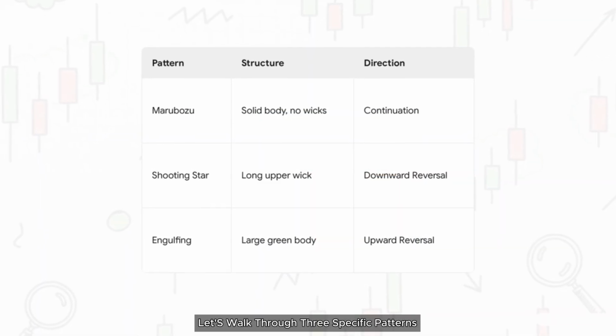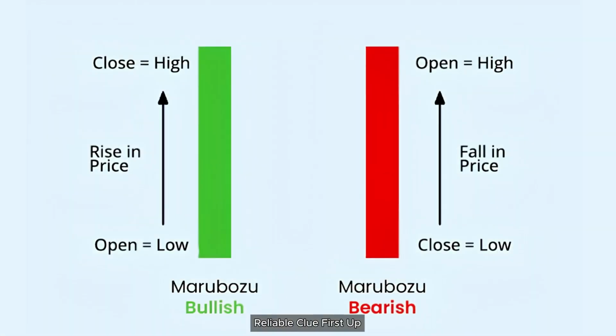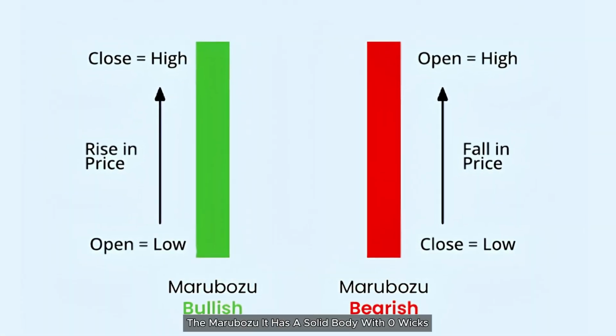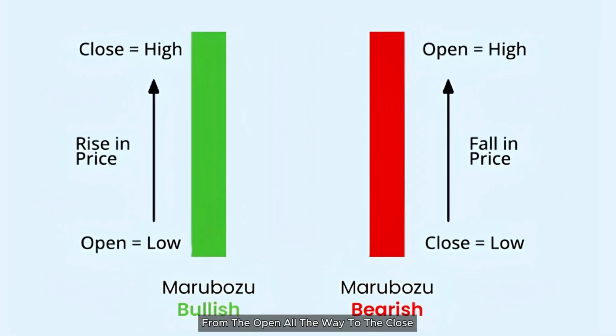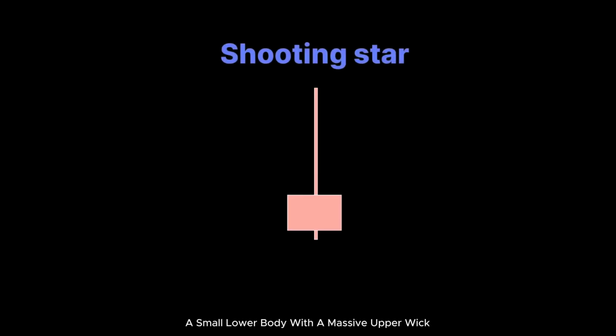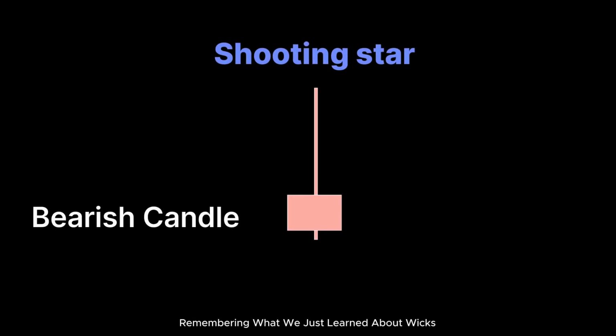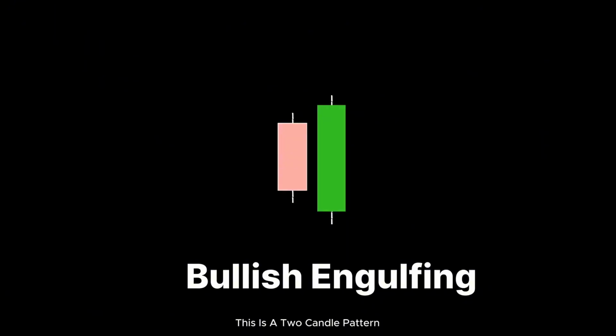Let's walk through 3 specific patterns, showing how just 1 or 2 candles can act as a super reliable clue. First up, the Marubozu. It has a solid body with 0 wicks. That means pure, uninterrupted directional conviction from the open all the way to the close. Expect the trend to continue. Next is the shooting star, a small lower body with a massive upper wick. Remembering what we just learned about wicks, this shows a massive rejection of high prices, hinting at a downward reversal. Finally, the bullish engulfing. This is a 2-candle pattern, where a massive green body completely swallows the prior red body. It tells you buyers are entirely overwhelming sellers, signaling an upward reversal.